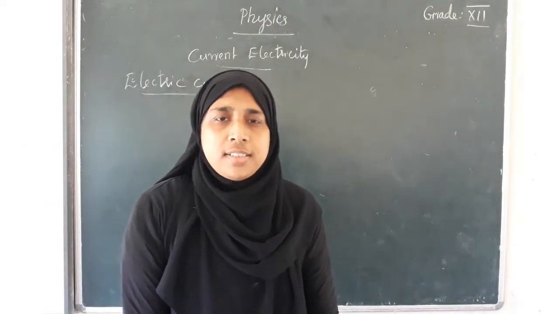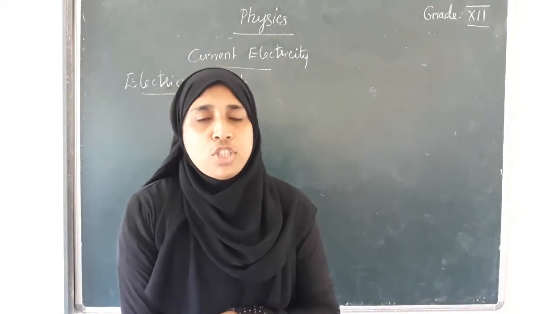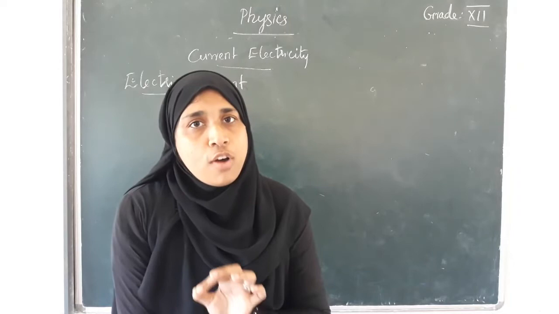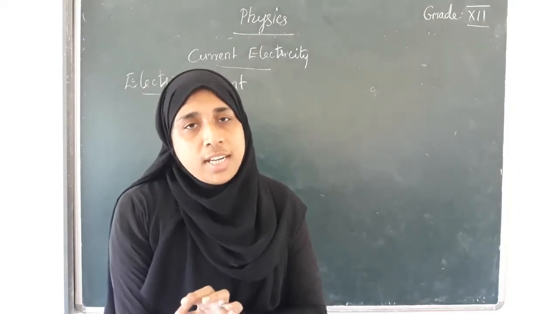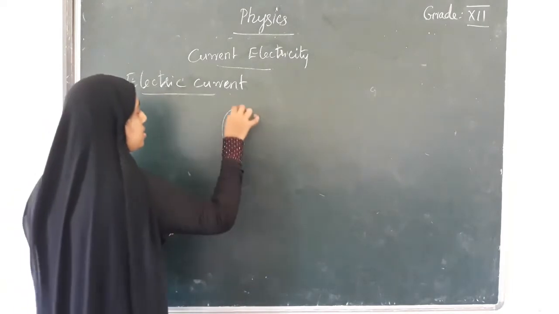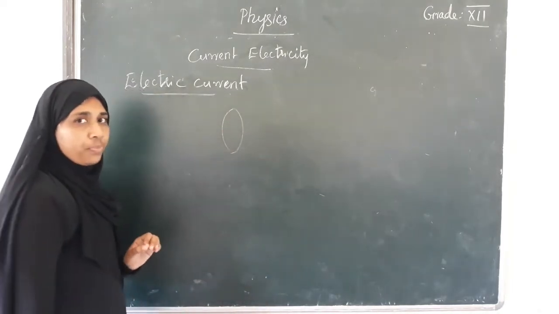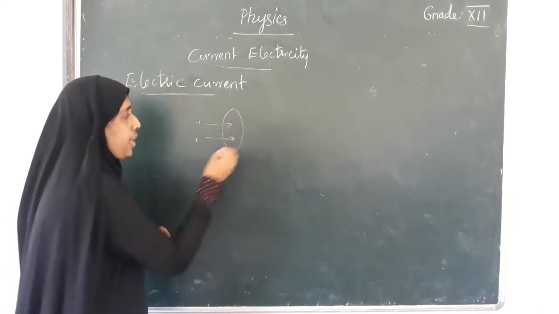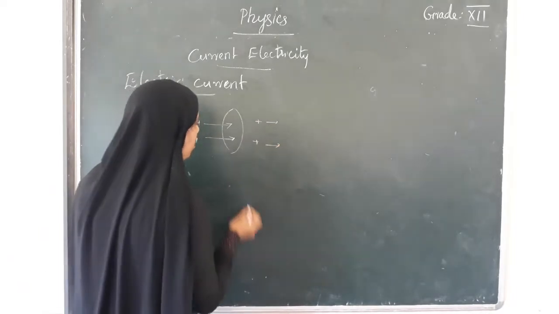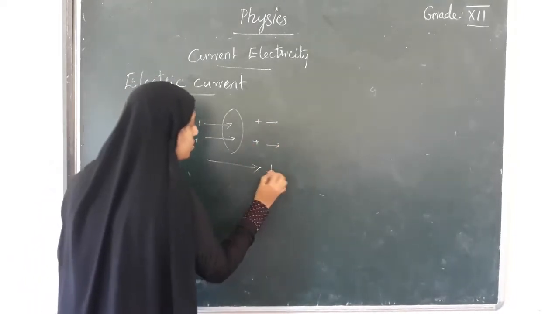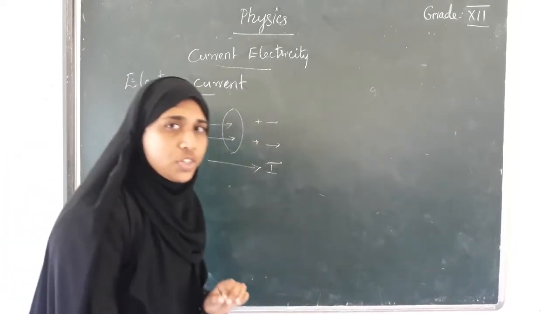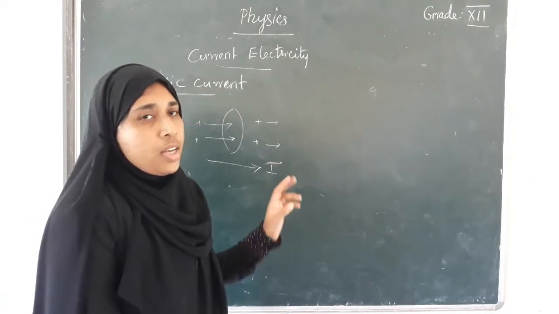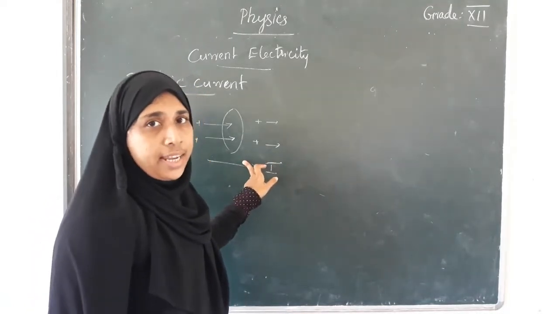Current is defined as the rate of flow of charges through a given cross-sectional area. Consider this is a cross-sectional area. These charges are crossing across this area and coming on. So the movement of these charges constitutes current. The rate of flow of charges through a given cross-sectional area is electric current.